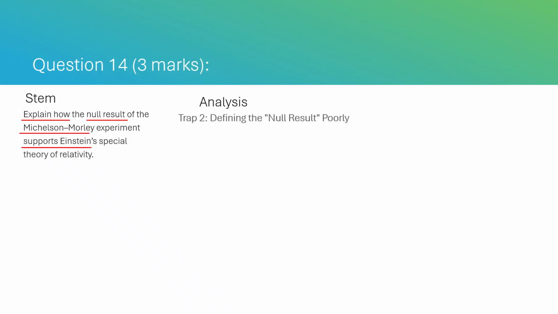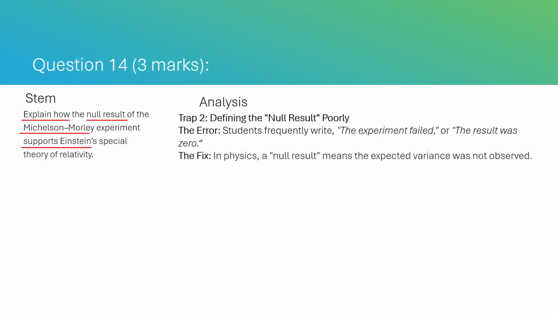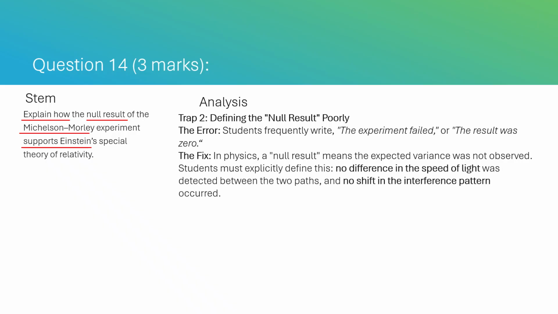Trap 2. Defining the null result poorly. The error: students frequently write, the experiment failed, or the result was 0. The fix: in physics, a null result means the expected variance was not observed. Students must explicitly define this: no difference in the speed of light was detected between the two paths, and no shift in the interference pattern occurred.